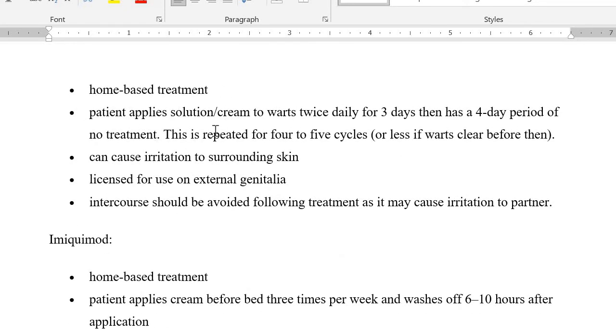Patient will apply the solution or cream to the warts twice daily for 3 days, and then they will have a 4-day period of no treatment, and this is repeated for 4 to 5 cycles, or less if the warts clear before then. They can cause irritation to the surrounding skin, and they are licensed for use on the external genitalia only. Intercourse should be avoided following application of the podophyllotoxin because it may cause severe irritation to the partner also.